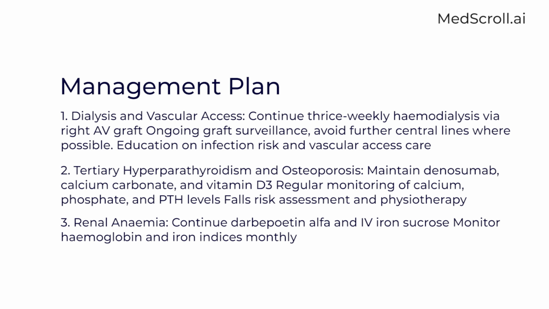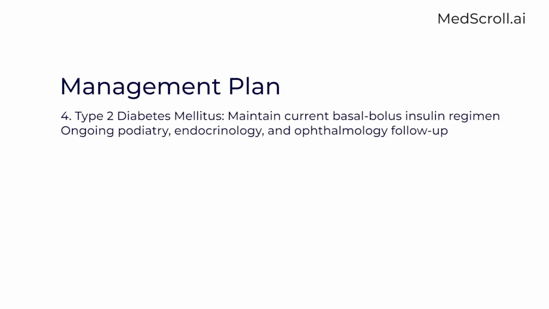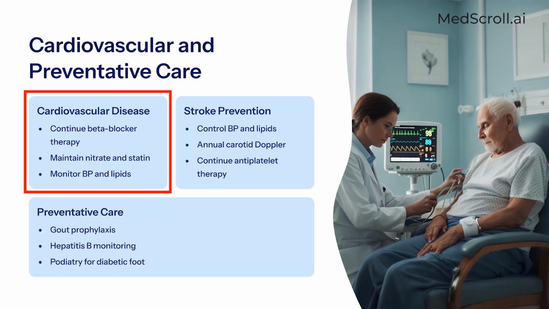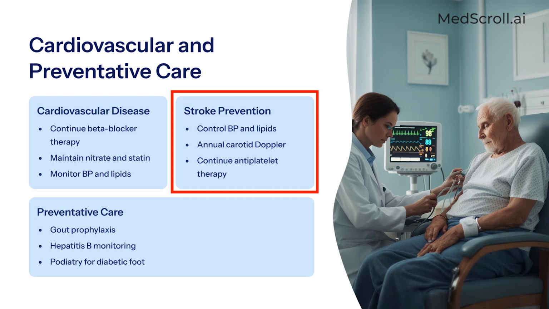Renal anemia. Continue darbepoetin alpha and IV iron sucrose. Monitor hemoglobin and iron indices monthly. Type 2 diabetes mellitus. Maintain current basal bolus insulin regimen, ongoing podiatry, endocrinology, and ophthalmology follow-up. Cardiovascular disease. Continue medical therapy, beta blocker, nitrate, statin, blood pressure and lipid management. Secondary prevention, BP, lipid control, diabetes management, physio support for residual deficits, annual carotid Doppler monitoring.